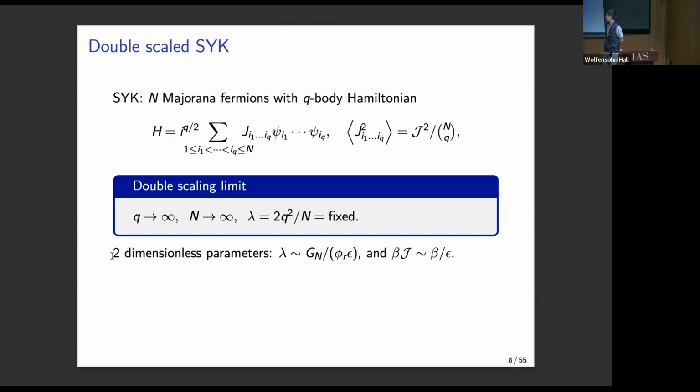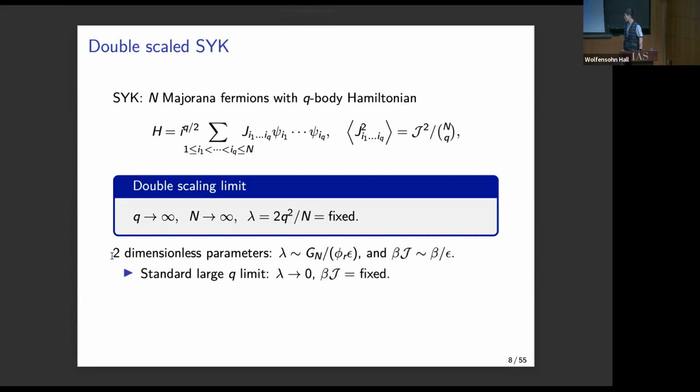All right, now let's review double-scaled SYK. So this is the SYK Hamiltonian. The double scaling limit is Q goes to infinity, where Q is the number of fermions in interaction, and N goes to infinity with this quantity lambda being held fixed. And there are two dimensionless quantities in this theory. There's lambda, and then there's beta J.